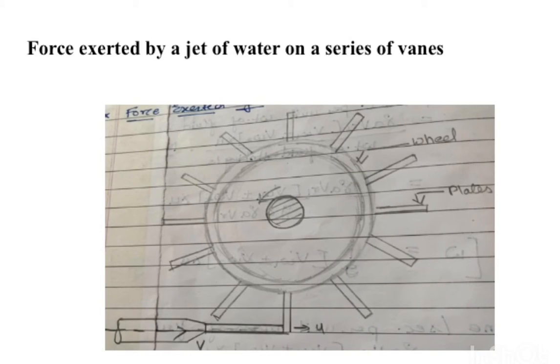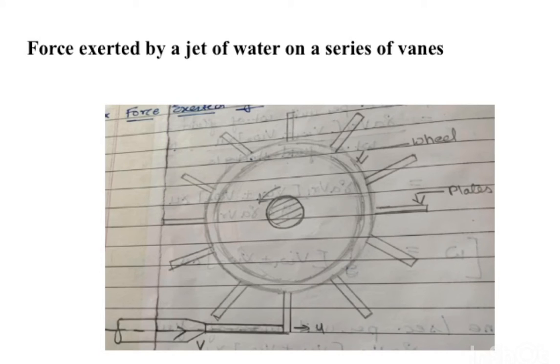Now the next derivation is the force exerted by a jet of water on a series of vanes. Here in the figure you can see a wheel is given, and on that wheel various plates are mounted. So we have to find out the force acting on this wheel on which these plates are mounted.